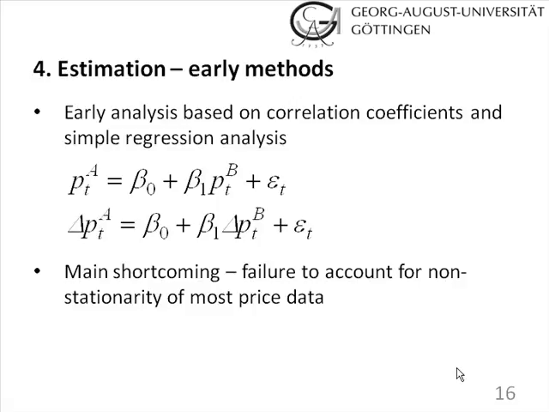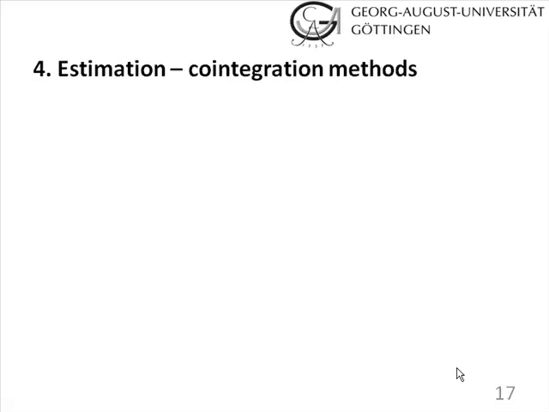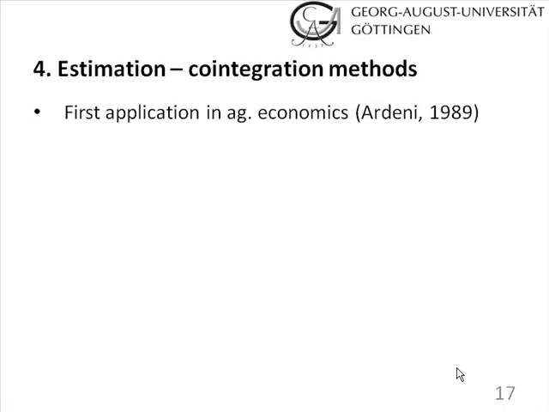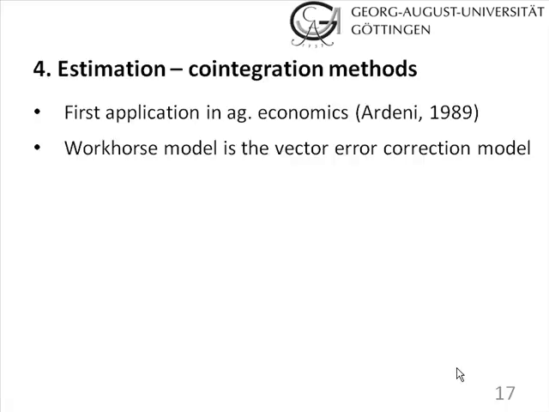Okay? And this is what led then, starting in the 1980s, as the methods were developed, into the use of what is called co-integration econometrics. The first paper, as far as I know, in agricultural economics looking at price transmission was by Ardeni in 1989. And especially in the 1990s, this was a real boom area. Lots and lots of papers published, lots of PhDs, and so on, written on this topic.